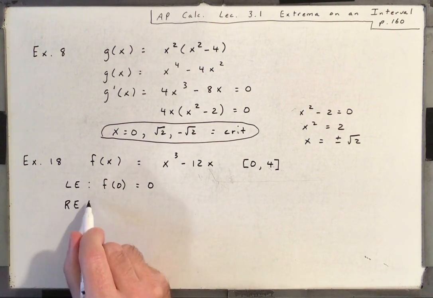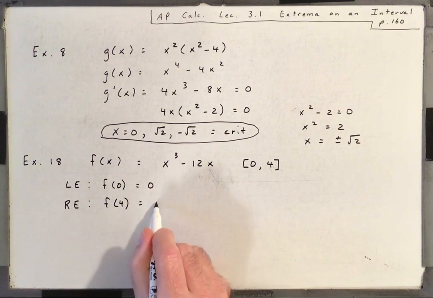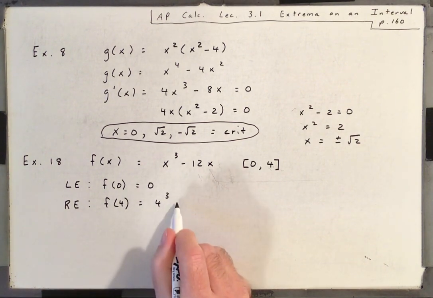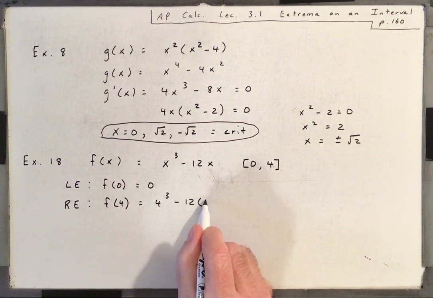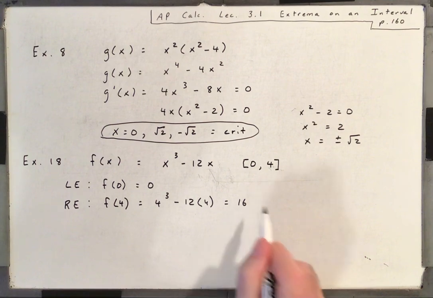Our right endpoint is f of 4. That's going to be 4 cubed minus 12 times 4. That's 64 minus 48. That is 16.